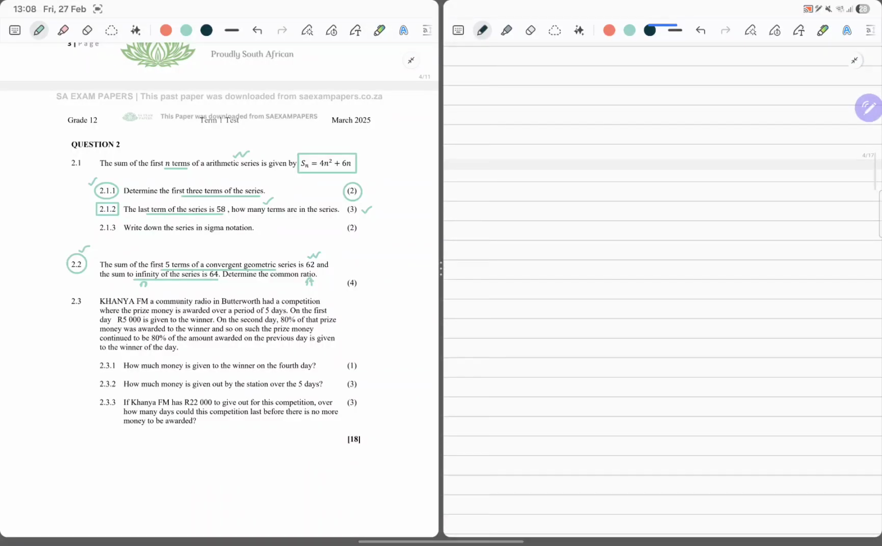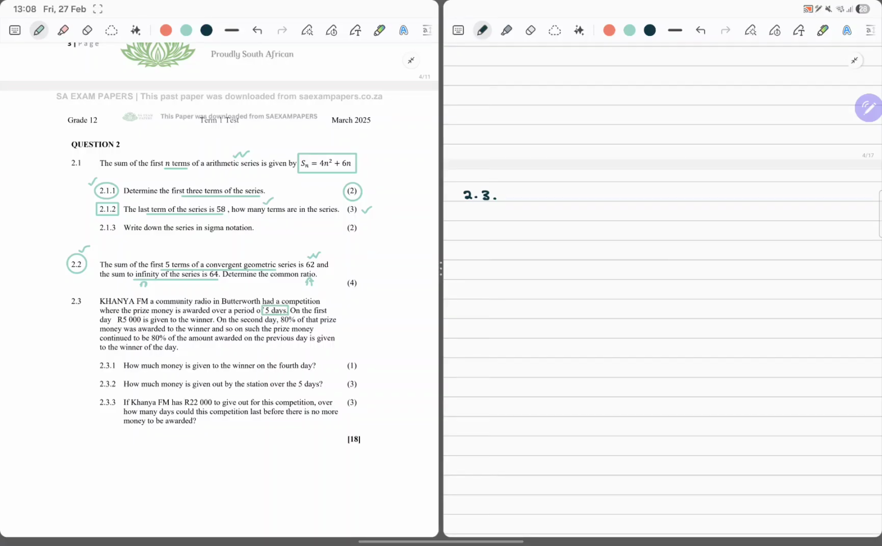Okay, let's do the last question. 2.3 says, Kanya FM, a community radio in Butterworth, had a competition where the prize money is awarded over a period of 5 days.